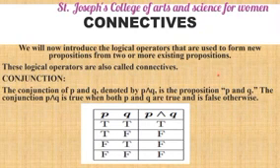Now let's move into the connectives topic. We will now introduce the logical operators that are used to form new propositions from two or more existing propositions. These logical operators are called connectives. I have explained this in the previous slide itself. The first connective we are going to define is conjunction. Conjunction is used to represent the word and. For the word and, or conjunction, we are going to use the symbol ∧.